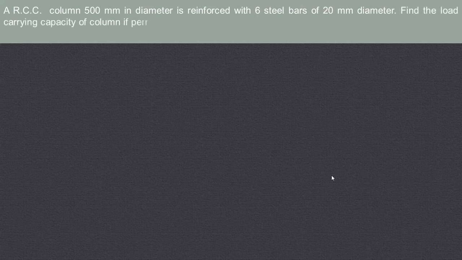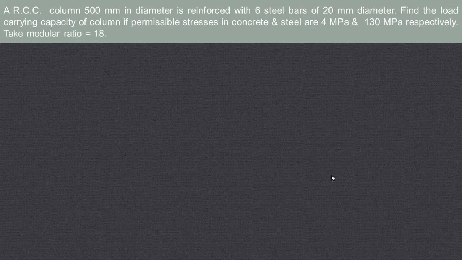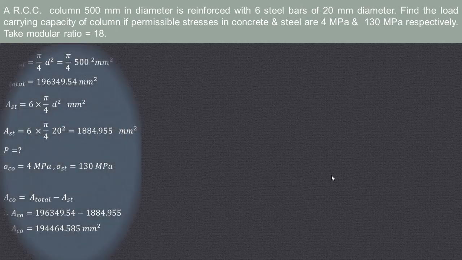Now let us see another example of composite section. So we are having an RCC column 500 in diameter, and it is reinforced with 6 steel bars of 20 diameter. We have to find out the total load carrying capacity of the column if the permissible stresses in concrete and steel are 4 MPa and 130 MPa respectively. Take modular ratio as 18.